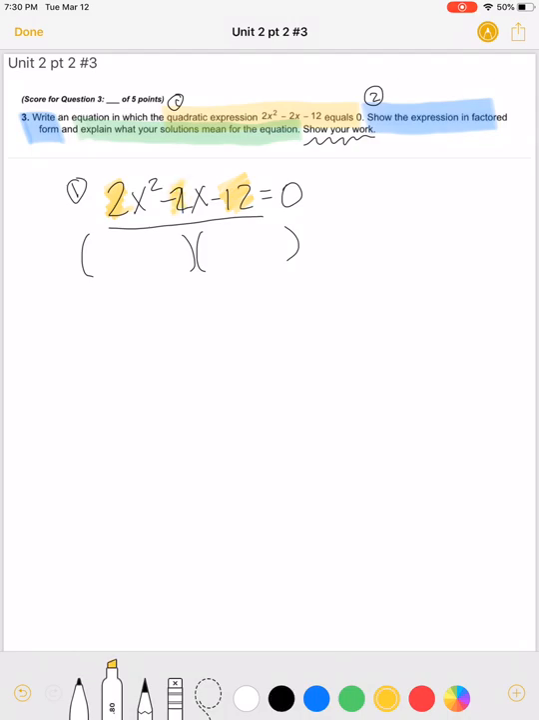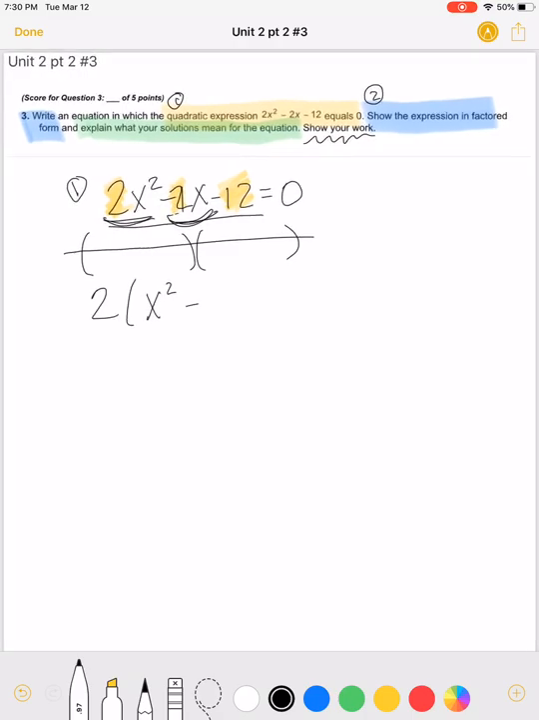2, 2, and 12. They all have a common factor that you would need to take out originally, so we can't even do that part yet. They all share a common factor of 2. So if we're going to divide each part, 2x squared divided by 2 would give us x squared. Negative 2x divided by 2 would give us negative x. Negative 12 divided by 2 would give us negative 6.